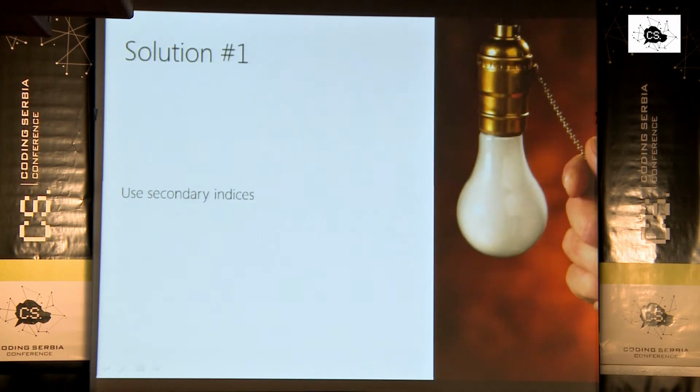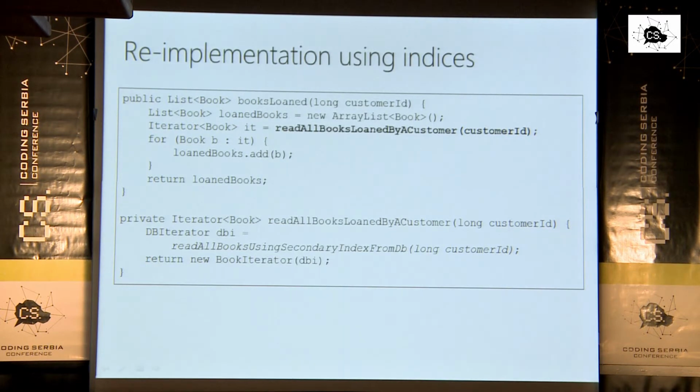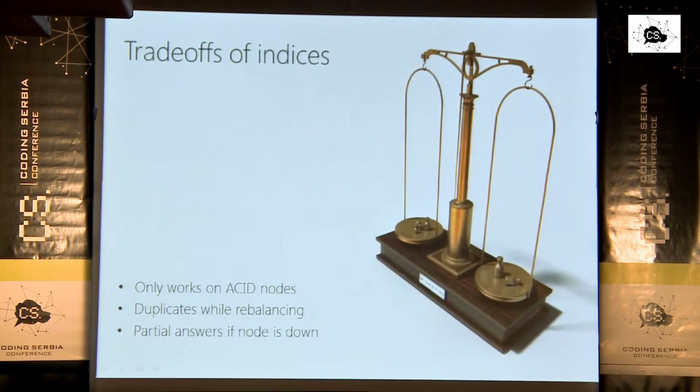The first one is straightforward. Secondary indices. Some NoSQL databases offer support for secondary indices, which is nice, which can solve your problem. So you add that secondary index and you read using that index and you get your speed up. It's okay in many places. But it still has some trade-offs.